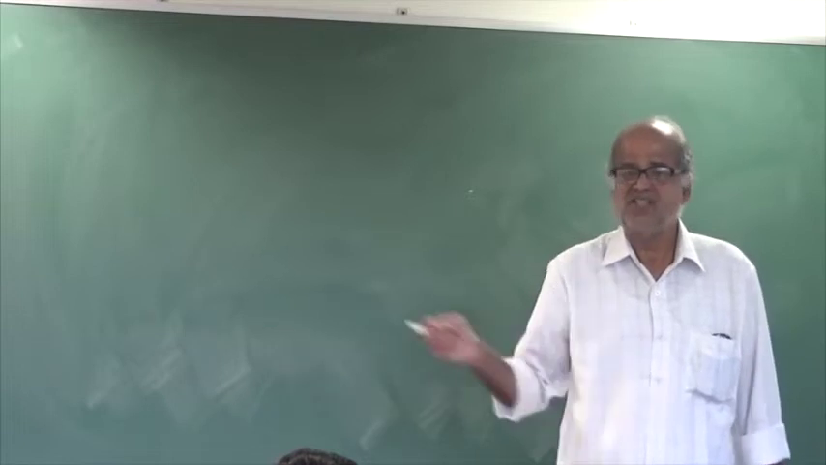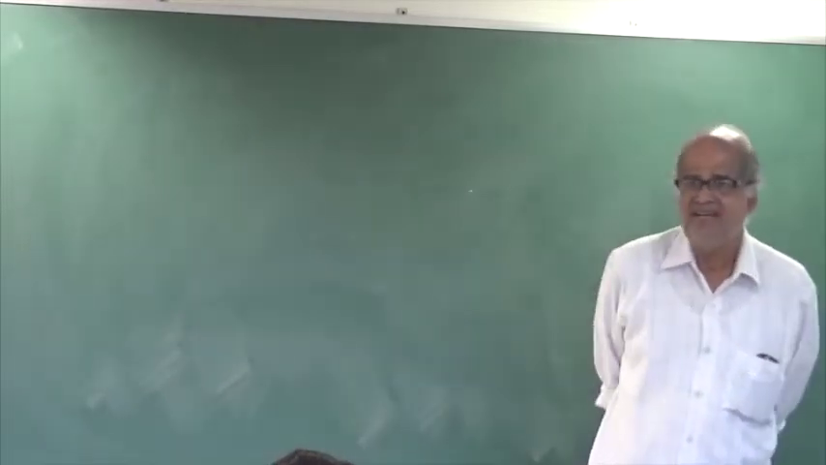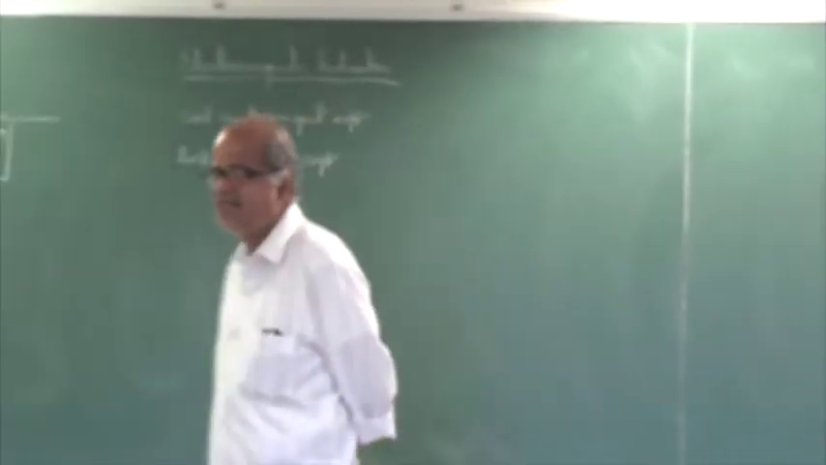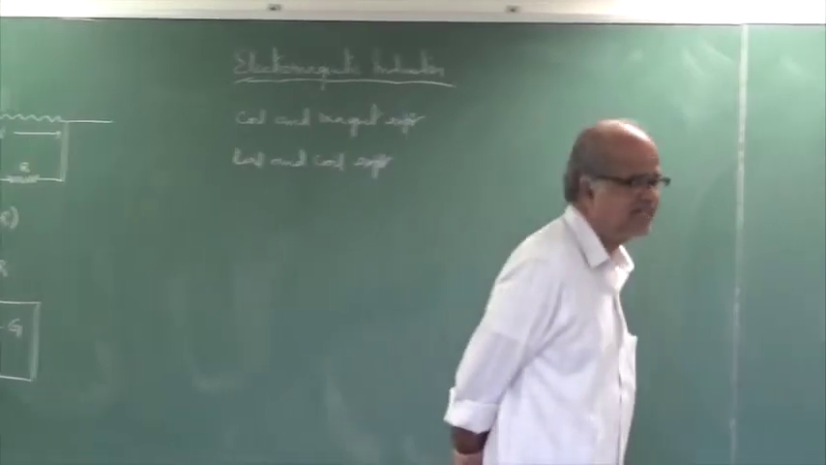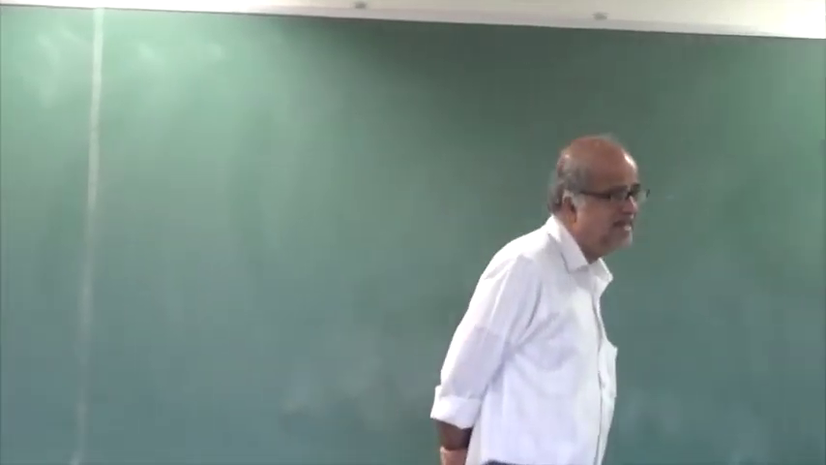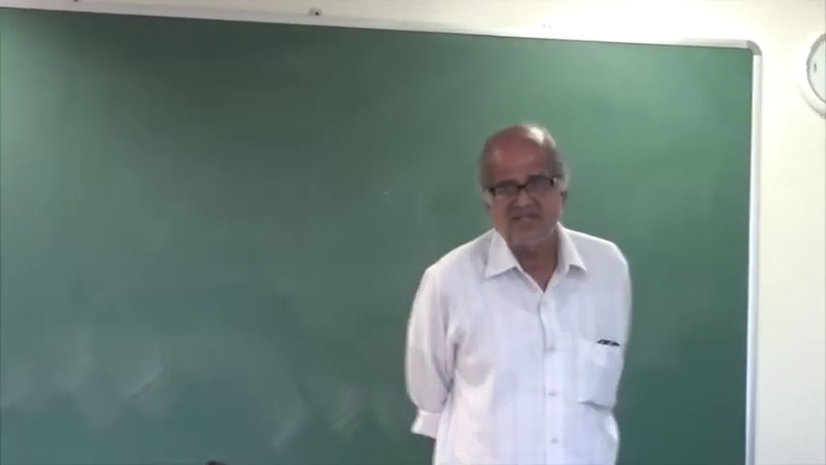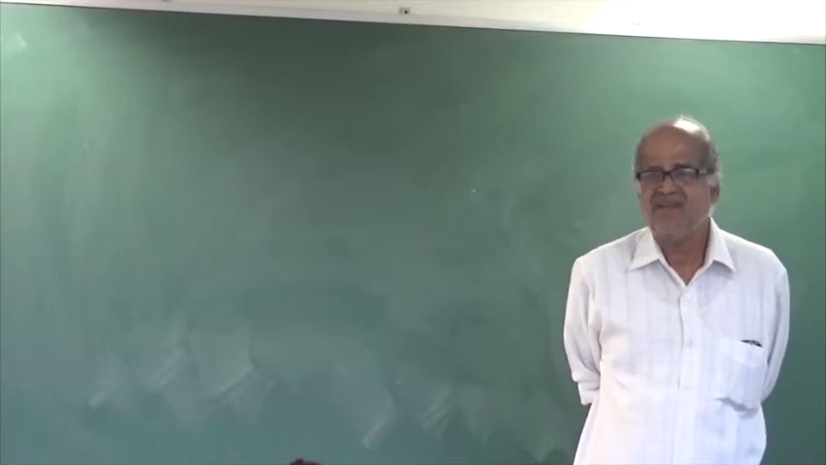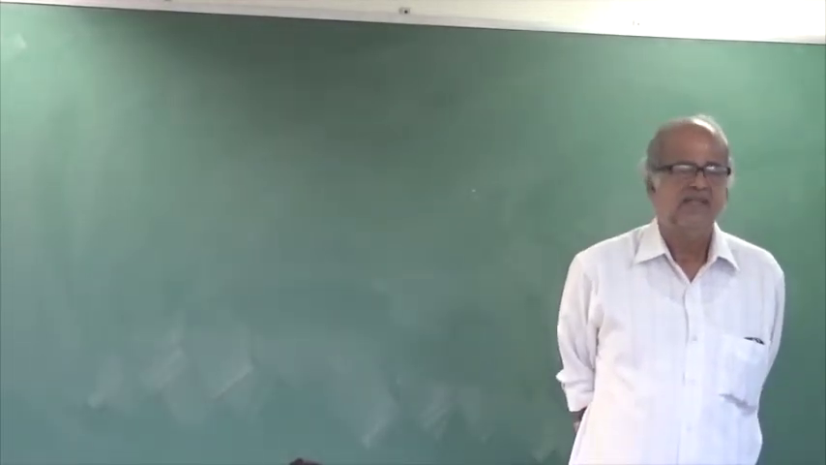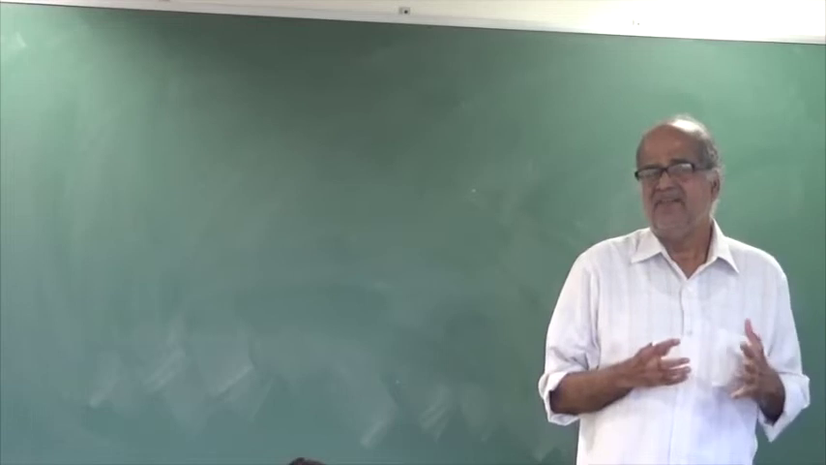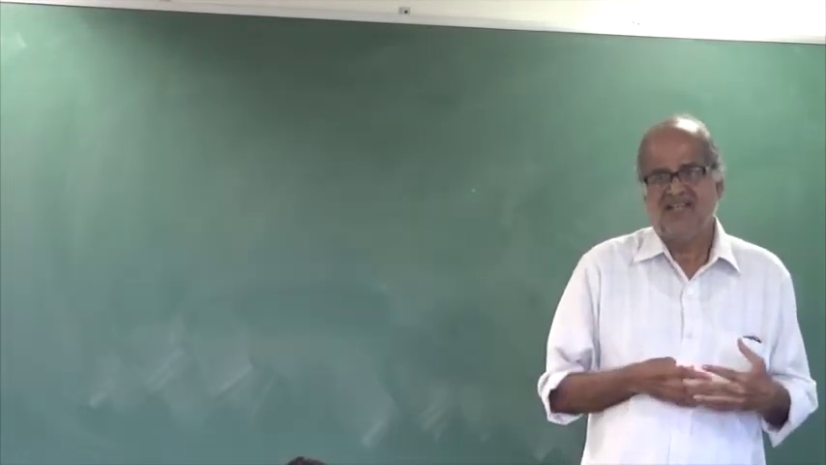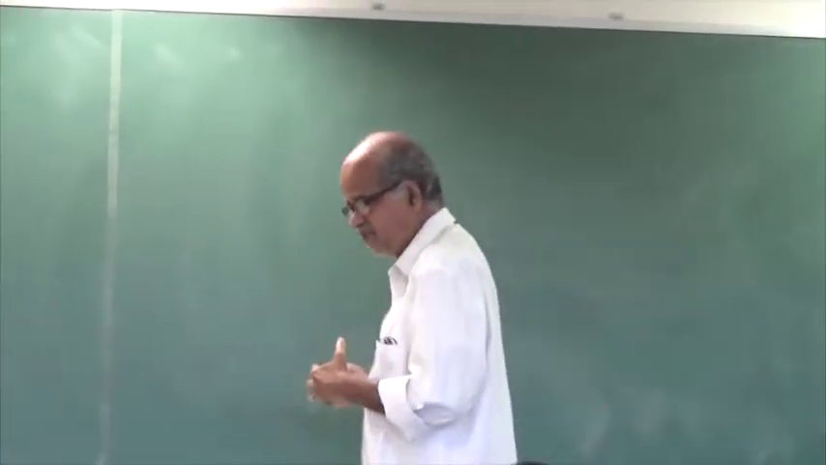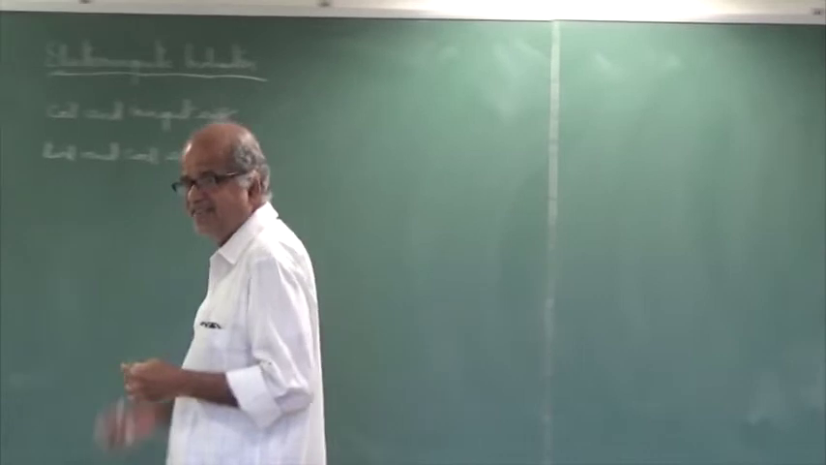This change is responsible for producing the EMF in the coil. The EMF produced in a coil due to the change in magnetic field associated with it is what we call induced EMF, and the phenomenon is called electromagnetic induction, getting electricity from magnetism. Remember it. We picture this magnetic field in terms of field lines, and therefore change in magnetic field is pictured in terms of change in the number of field lines linked with the coil.